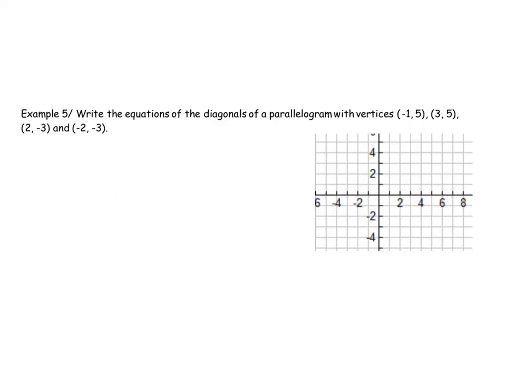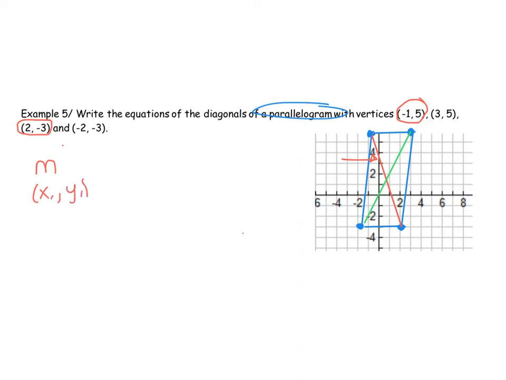And for our final example, we are going to write the equations of the diagonals of a parallelogram. So I've sketched the parallelogram in blue and the diagonals in red and green, and I'm going to find those equations respectively. So the red diagonal goes from the point (-1, 5) to the point (2, -3). So that means that I need to find the slope and either the y-intercept or choose a point. I'm going to choose a point because I don't see the y-intercept clearly.